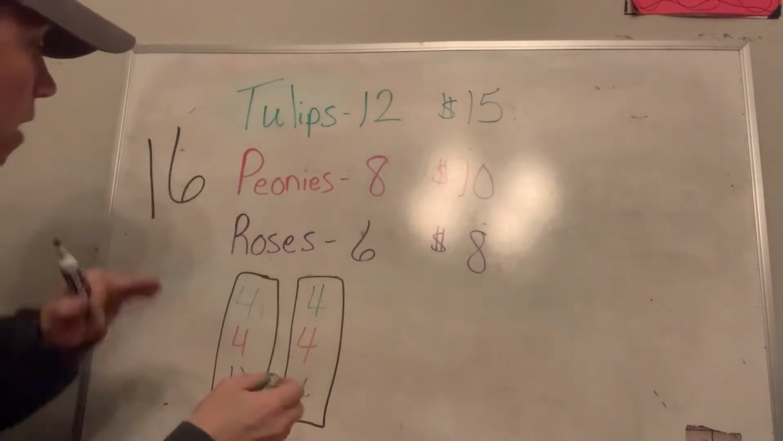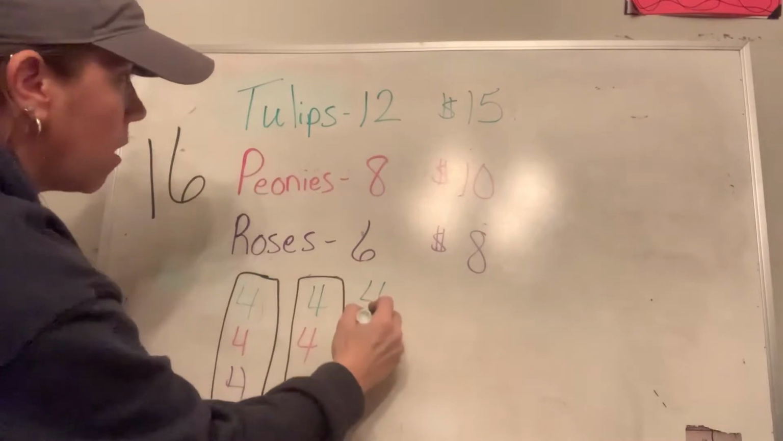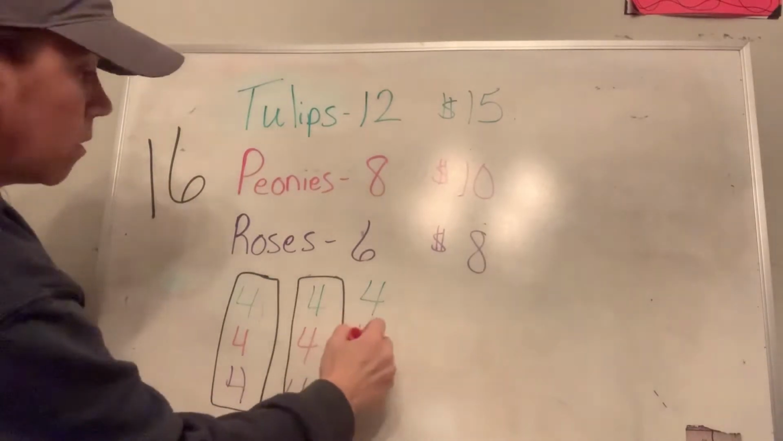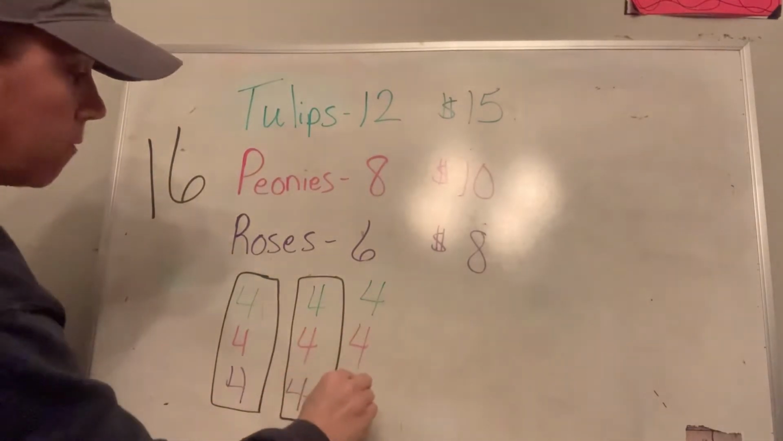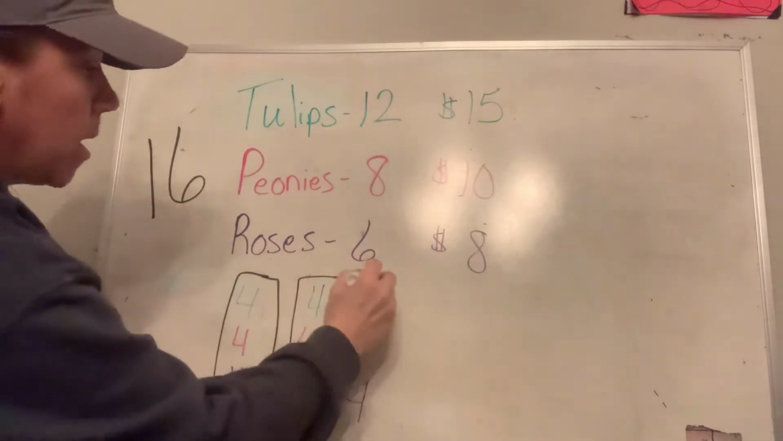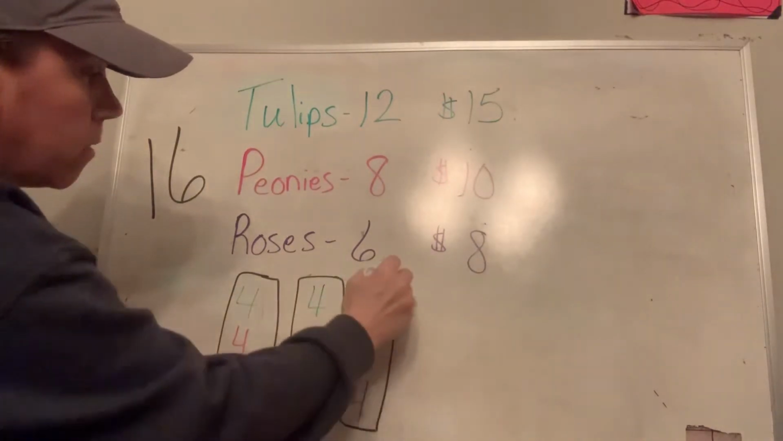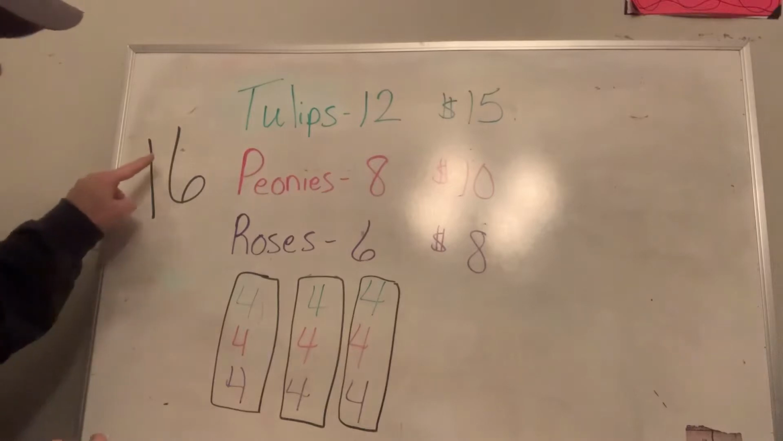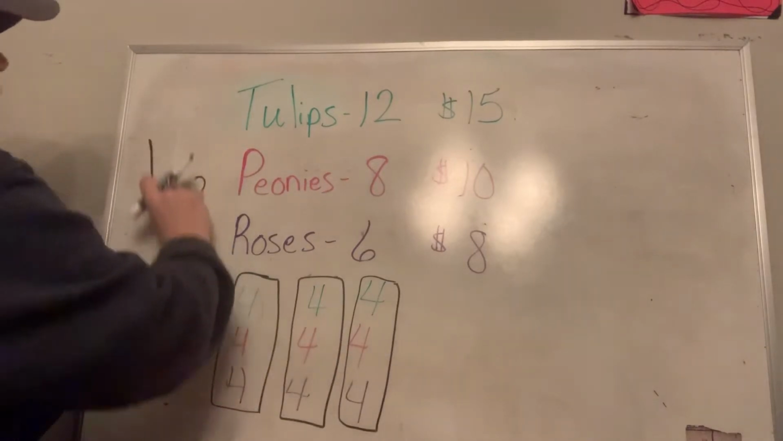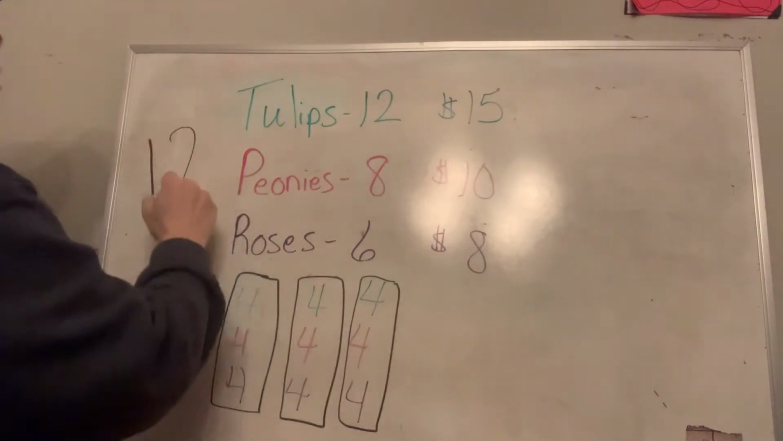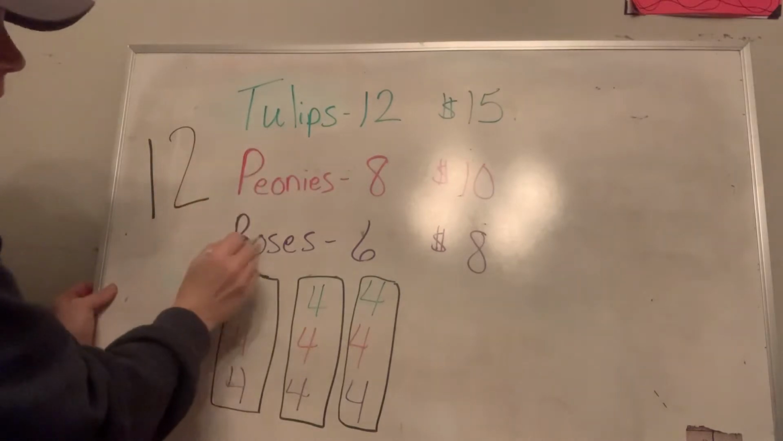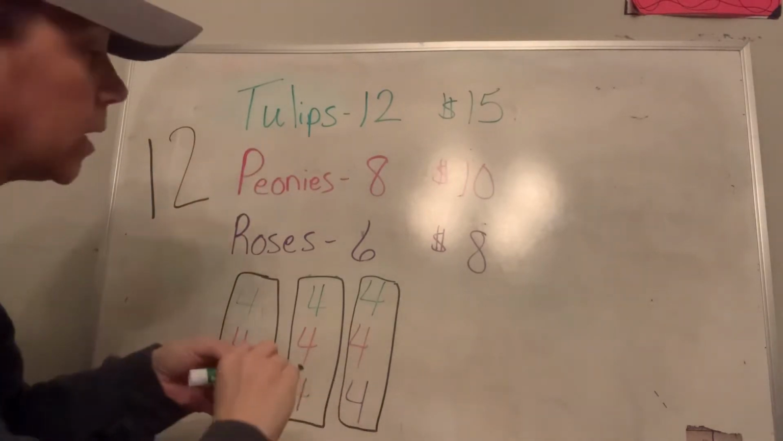I'm going to take another 4 of each one away. 4 tulips, 4 peonies, and 4 roses. And I'm going to make a bouquet. There's my mixed bouquet. So I took 4 away, and now I'm left with 12 tulips, 12 peonies, and 12 roses. And I'm going to do it again.